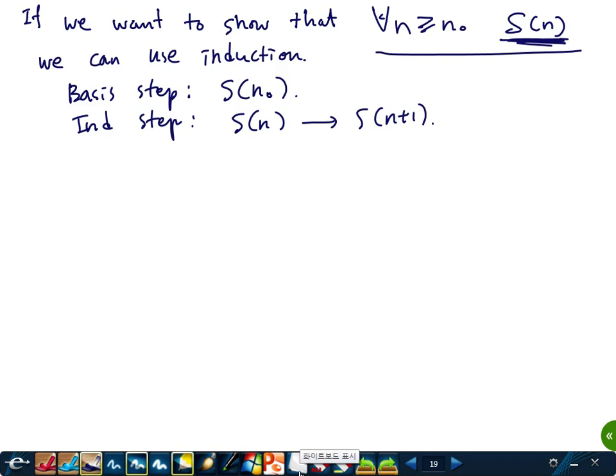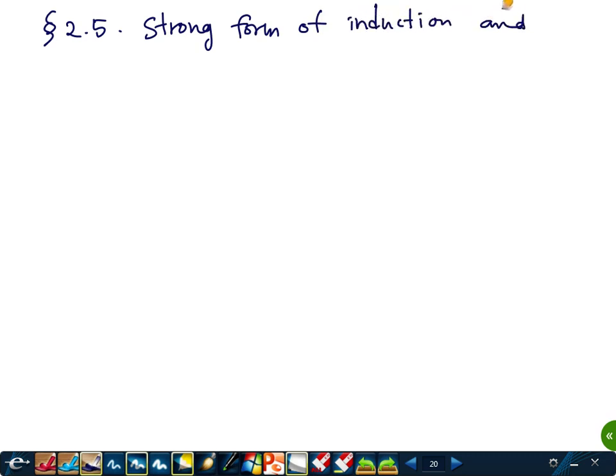Okay? Now, really the next section. The strong form of induction and the well ordering property.